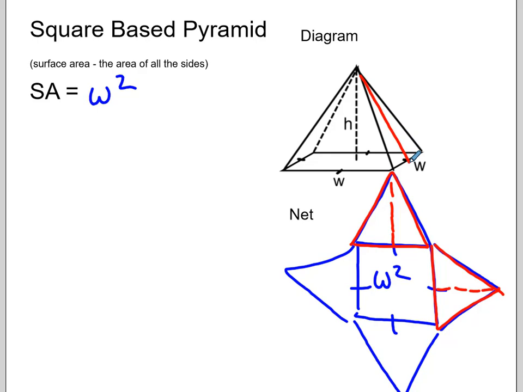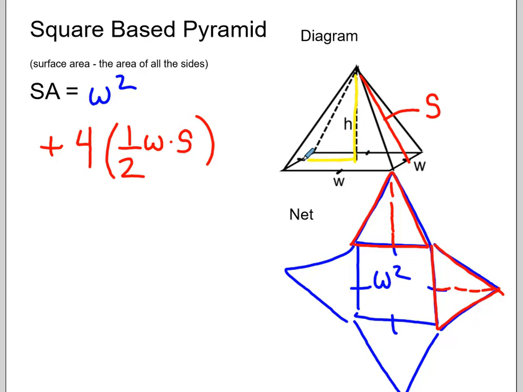It's a slant height. So this pyramid would have 4 triangles that are 1/2 W times the slant height, where this is S. And so we would have to use our height, our half of our width or base, and I would use our Pythagorean theorem to solve for that slant height.